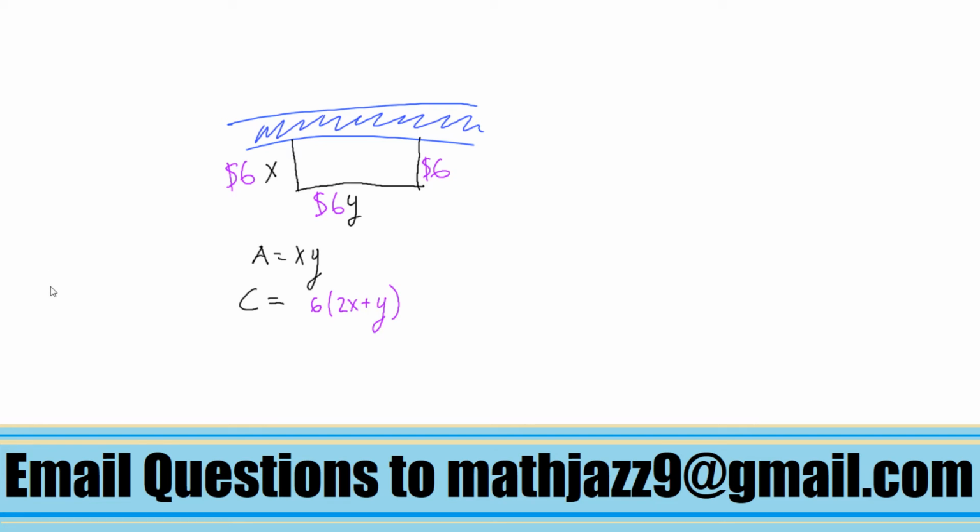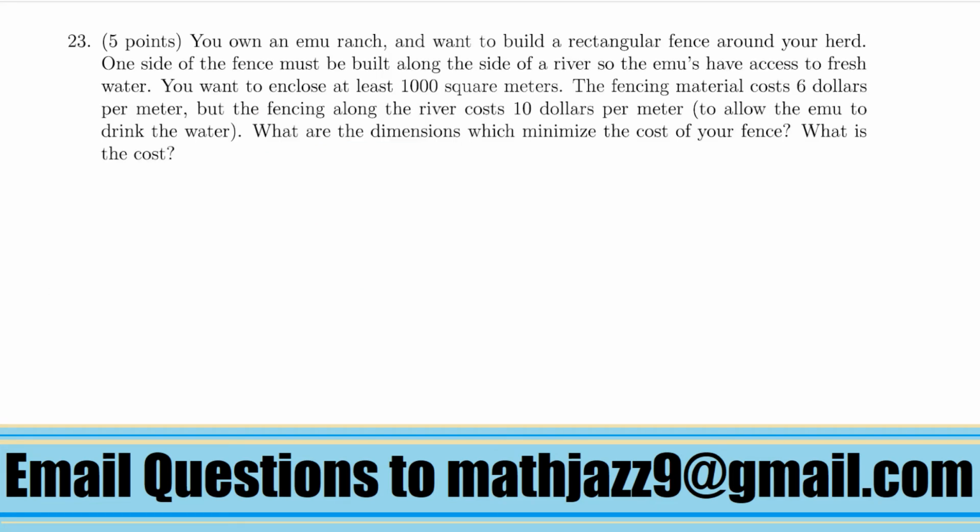The other side, when we look at our question again, is $10 per meter. I guess that must be more complicated because that side has to allow the emus the ability to look through and grab water, but also still keep the emus from jumping in the river and escaping. So that side is 10. So what we know is that this is going to be 10y.